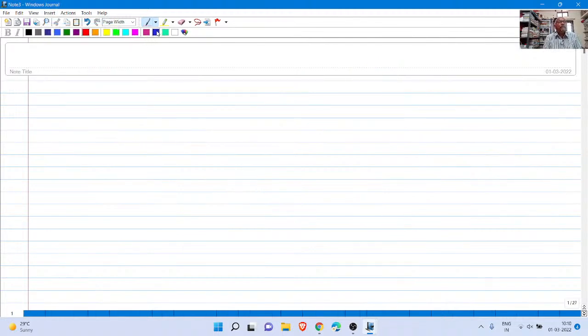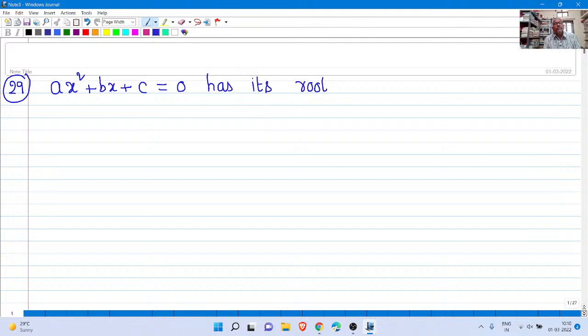29th question. Ax square plus bx plus c is equal to 0 has its roots alpha and beta. Then alpha square plus beta square. This problem is also very, very important at school level. Even this problem is important for NTSE also.